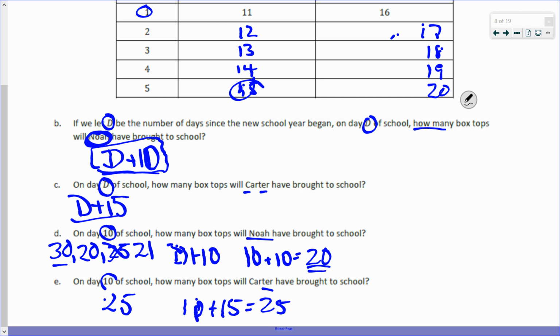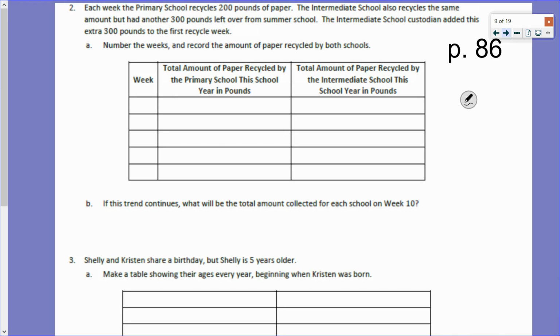Guys, are you starting to understand this? Yeah. Is it making sense? Yes. Okay, let's look at another one then. Here on page 86. We're running out of time, so I'll run through this with you, mostly because it's on the recording side. So here's our big deal. Primary does 200. Intermediate recycles the same, but had 300 left over from summer school.